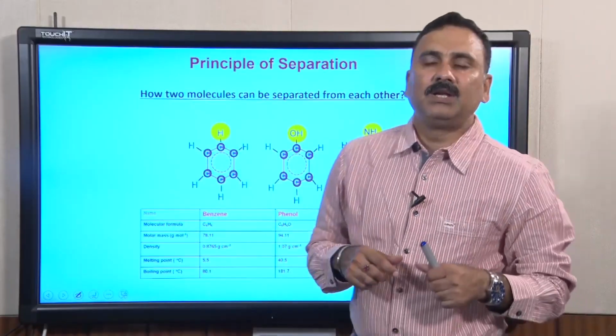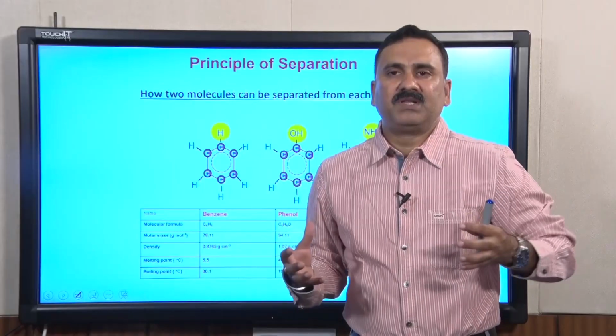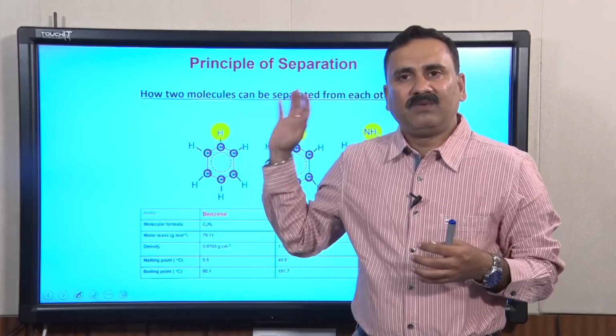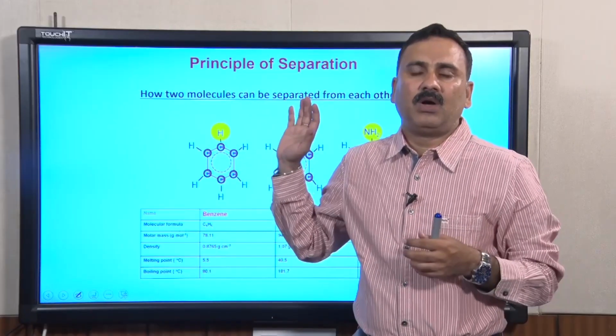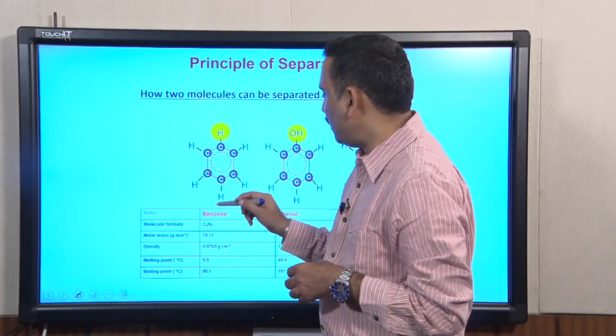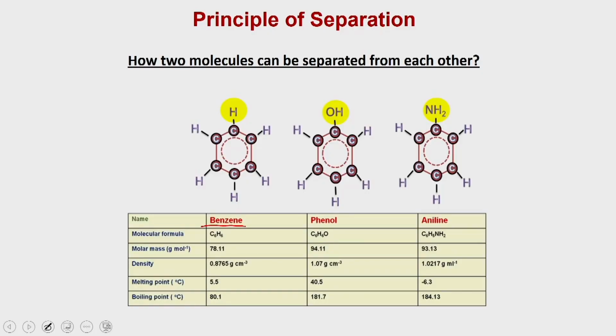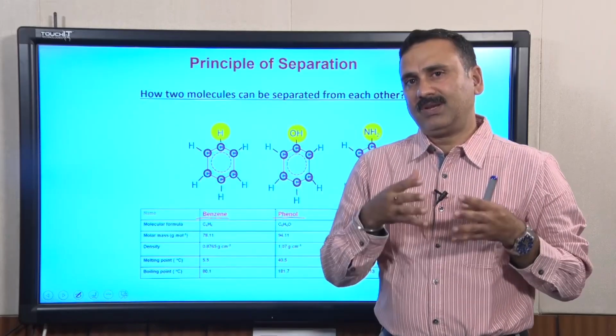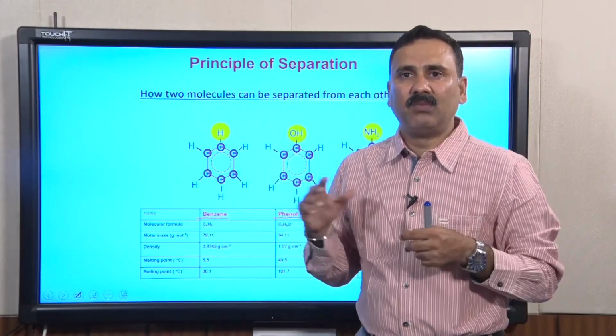To explain the basic principle of separation, let us take an example of 3 molecules, very simple organic molecules. Molecule number 1 is benzene, molecule number 2 is phenol, and molecule number 3 is aniline. Imagine that you have a mixture of these 3 bioorganic molecules. If you would like to separate these molecules, the first thing you have to do is understand the characteristics of these molecules.